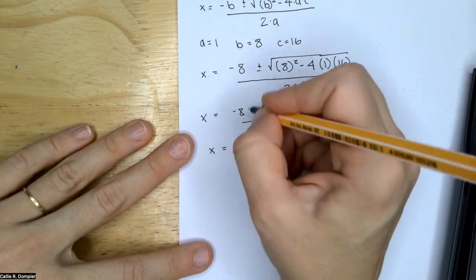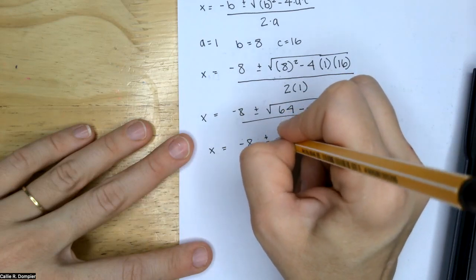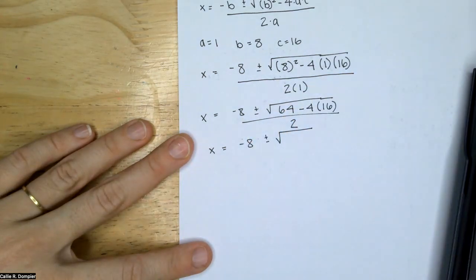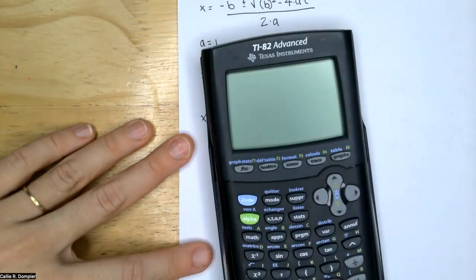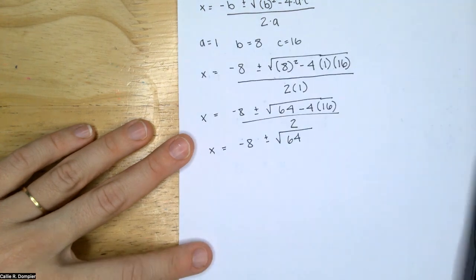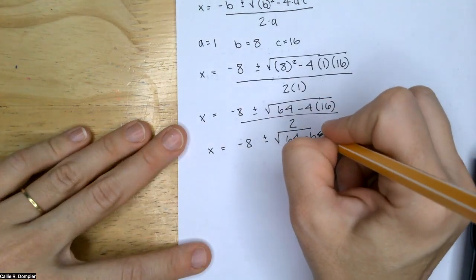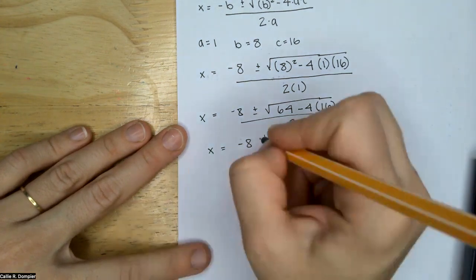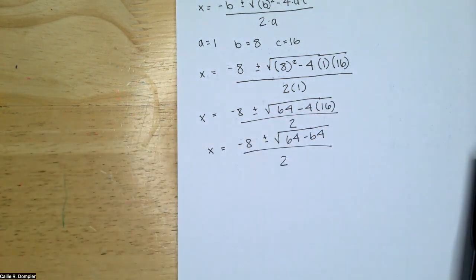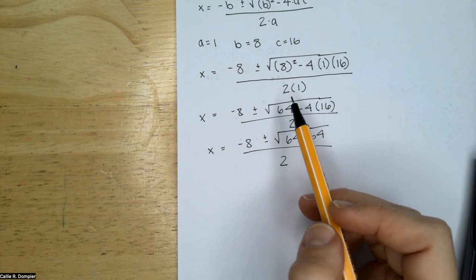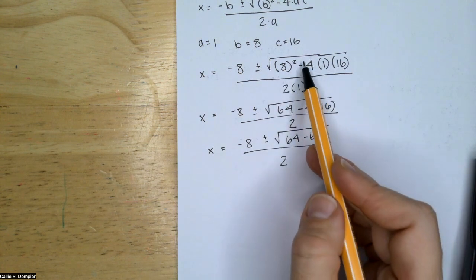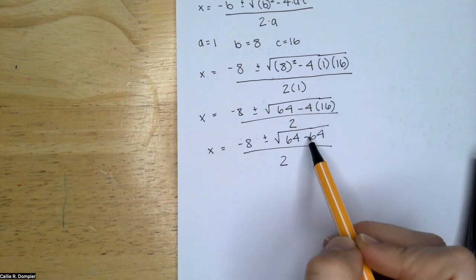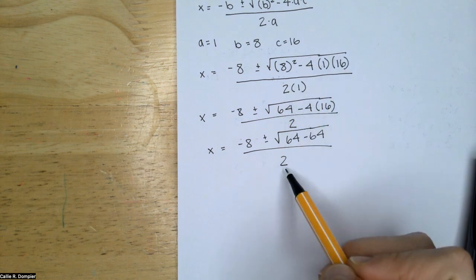So x equals negative 8 because that hasn't changed. Plus or minus the square root of 64 minus 4 times 16. 64. And let's multiply negative 4 times 16. It's negative 64. Divided by 2. Okay? So we substituted. We simplified 8 squared to 64. We simplified -4 times 1 times 16 to -64. 2 times 1 is just 2.